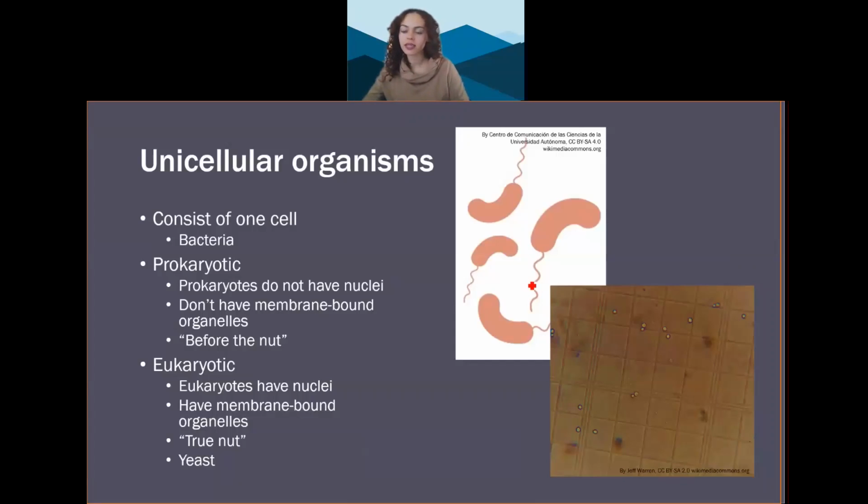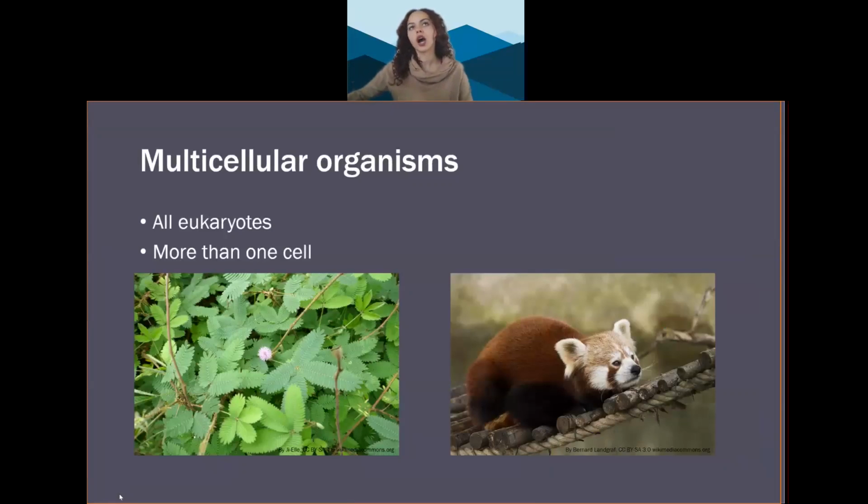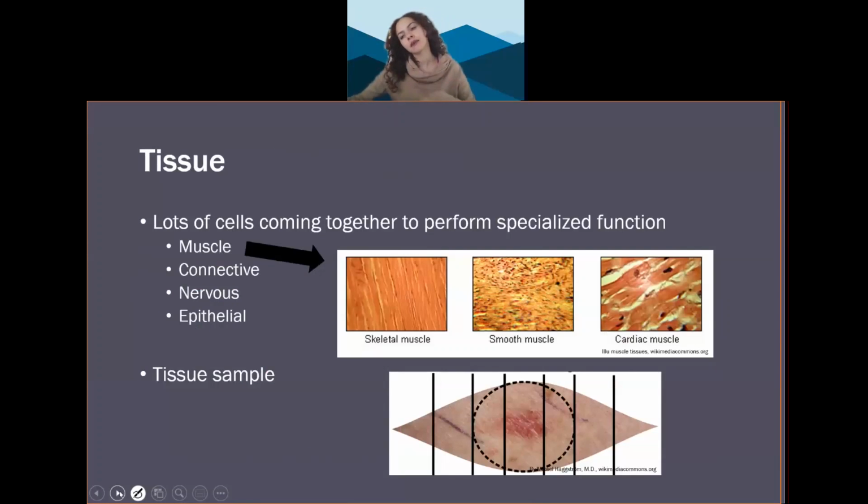Yeast, on the other hand, a type of fungus, are unicellular, but they are eukaryotic cells or eukaryotes. Eukaryote means true nut or true nucleus because yeast cells have a nucleus and membrane-bound organelles. Now, multicellular organisms are all eukaryotes. Multicellular organisms are composed of more than one cell, like plants and animals, but we're not ready to talk about the whole organism quite just yet. When a lot of cells come together to perform a specialized function, they create what's known as tissue.